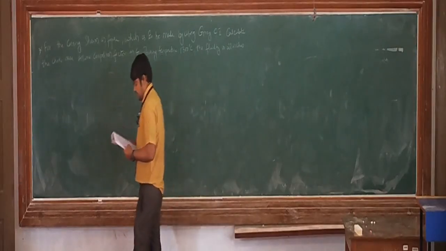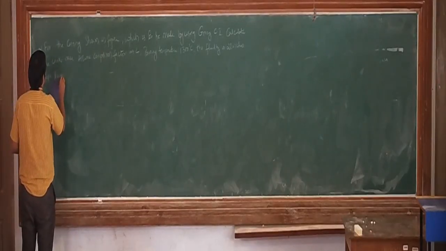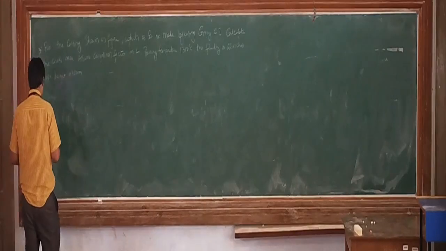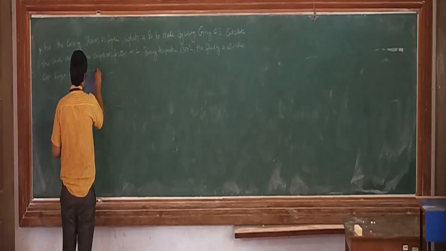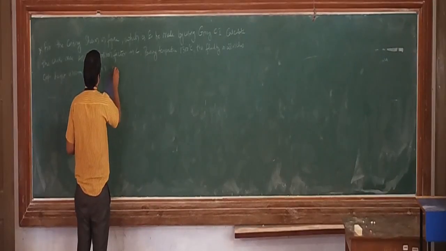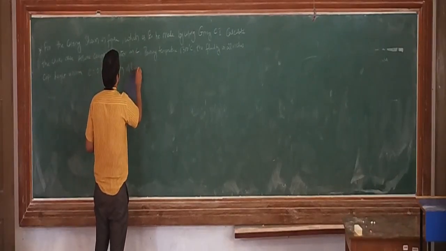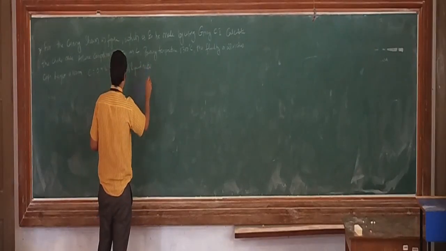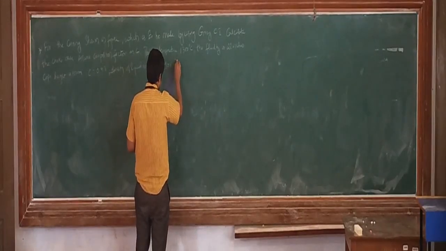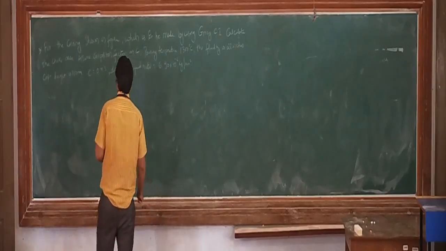cope height 100 mm, C, that is efficiency factor, 0.73, and density of liquid metal is 6.90 into 10 to the power minus 6 kg per millimeter cube. So this is the casting.